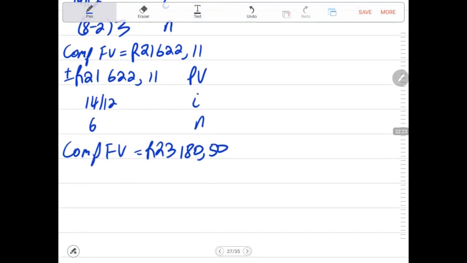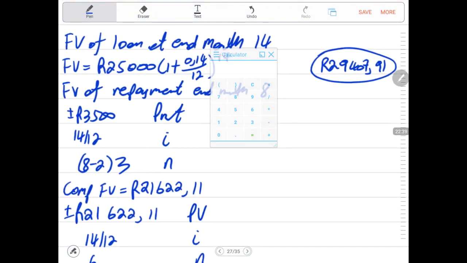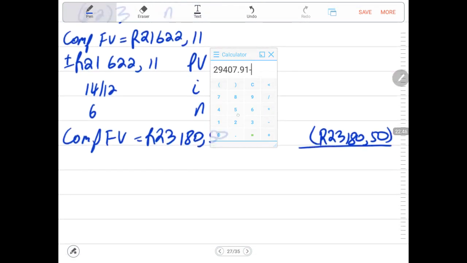Then after, we need to say less the future value of the repayments, which is 23,180 rands 50 cents. So this gets deducted from the amount on top. In simple terms, 29,407.91 minus 23,180 rand 50 cents gives the balance of 6,227 rand 41 cents. This is the balance that will settle the debt at the end of month 14, or when the 14th payment is due, but we don't have monthly payments in this case.